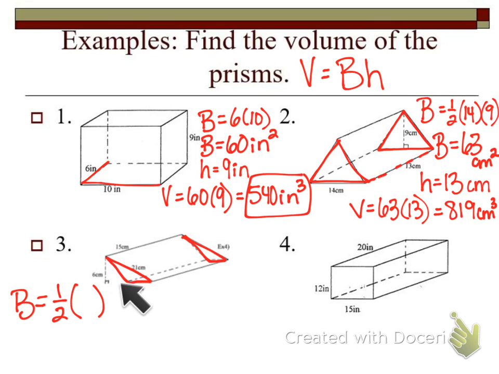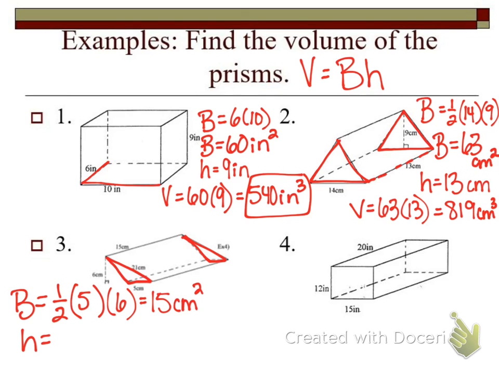Bottom side of my triangle. 15. Not 15. 5 times the height of that triangle. How tall is the triangle? This one's a little bit tricky. It's the 6. Remember, the height has to make a right angle. So if we take 1/2 times 5 times 6, what do we get? 15 centimeters squared. Then we need to know what the height of the prism is.